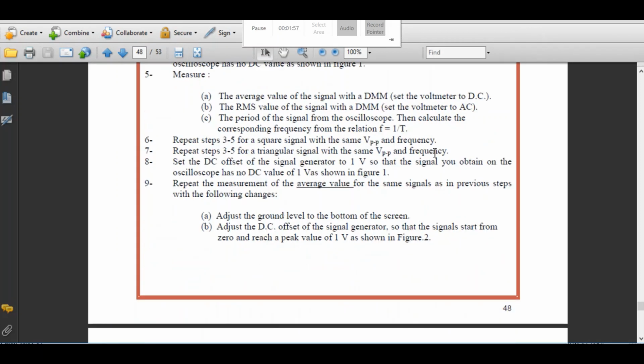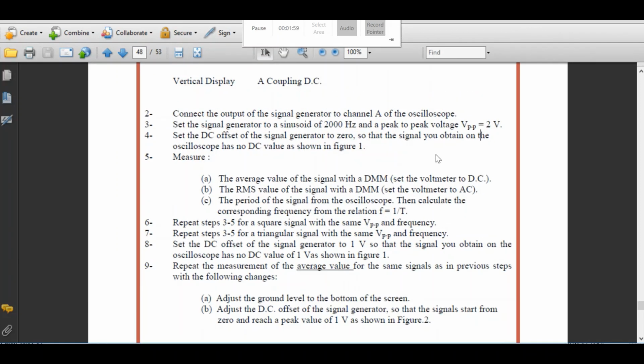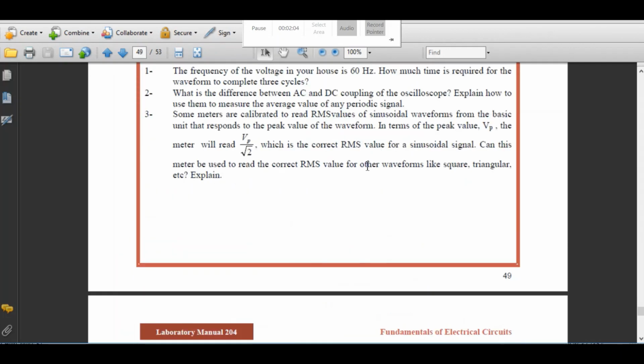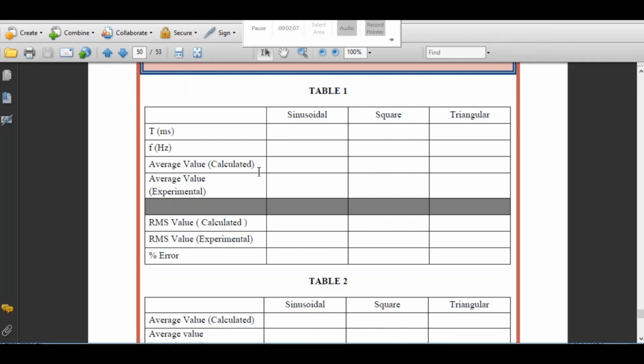Okay, so after all the connections that I will show you now, you have to note down the readings here: the time period, which will be from the oscilloscope for 3 different waveforms, then the frequency, the average value from the oscilloscope, and the average and RMS values from the multimeter, and also the calculated value from the pre-lab.